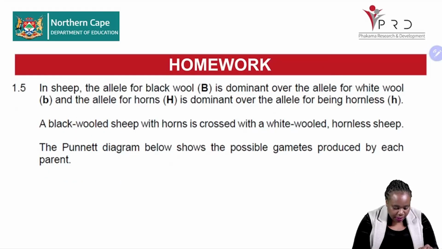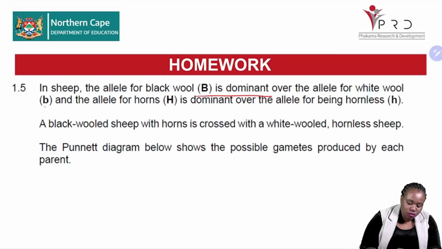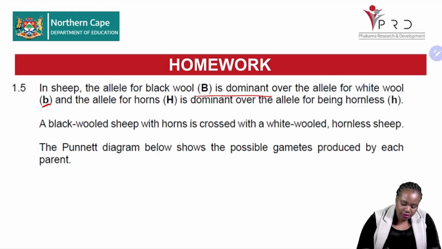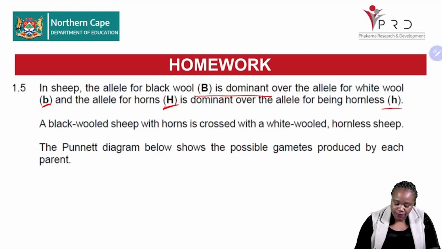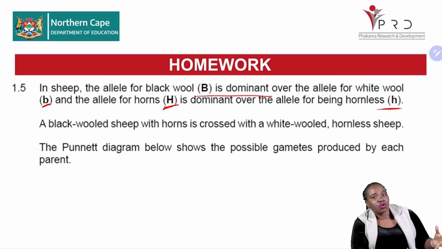All right. Okay, let's have a look at the homework. This is genetics and inheritance. It says here, in sheep, the allele for black wool is dominant over the allele for white wool. Already you can see with the letters. Remember, use the letters to guide you there, right? And the allele for horns is dominant over the allele for being hornless. Now we're talking about wool color, and we are talking about having horns or not having horns. This tells us that we are looking at a dihybrid cross.